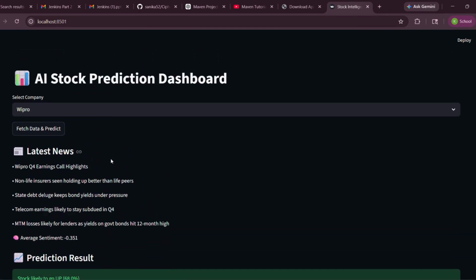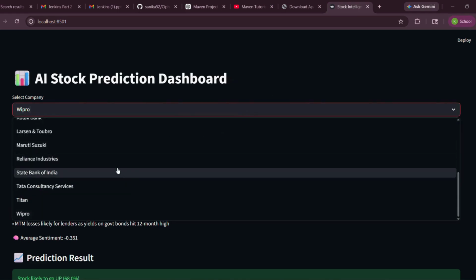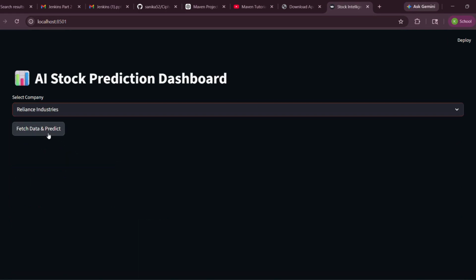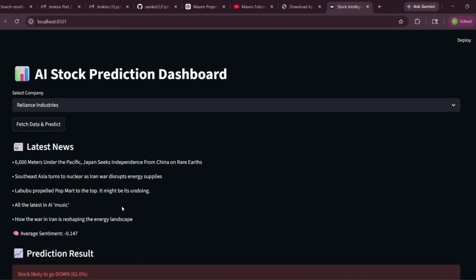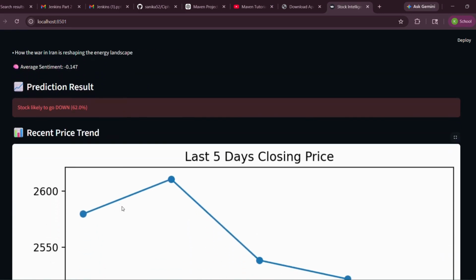Next, we can see the Reliance company. Here we have selected Reliance Industries. For Reliance Industries, the prediction result was negative.